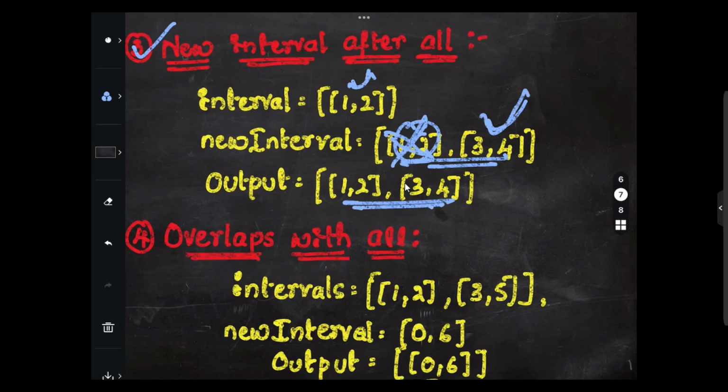So we have the new interval [3, 4] and the interval [1, 2]. This doesn't merge with this one, right? [1, 2] and [3, 4] we have. This doesn't merge with this interval, right? So we will return the output as this one, [1, 2] and [3, 4].